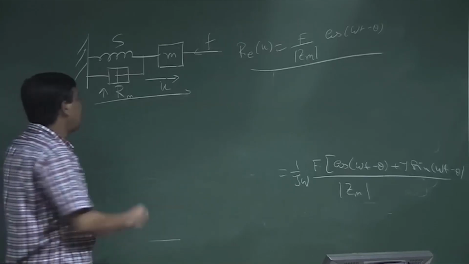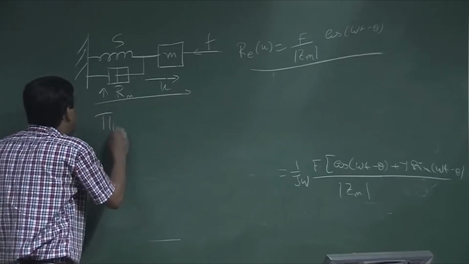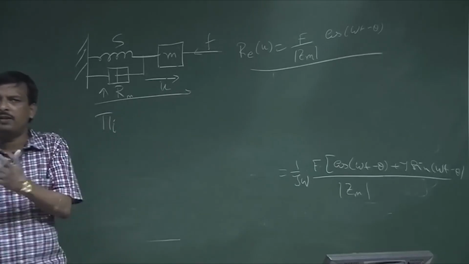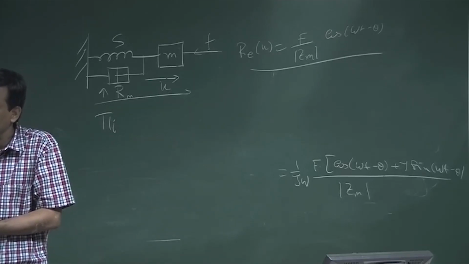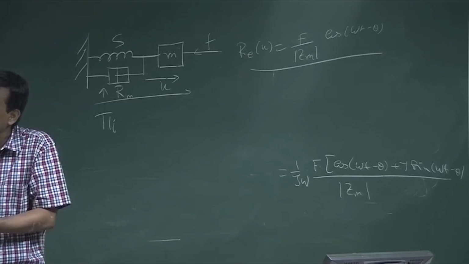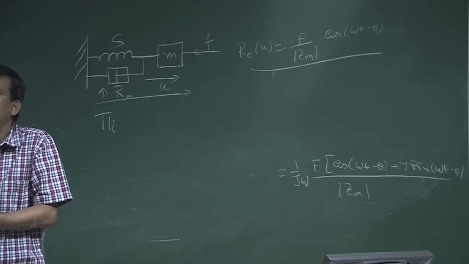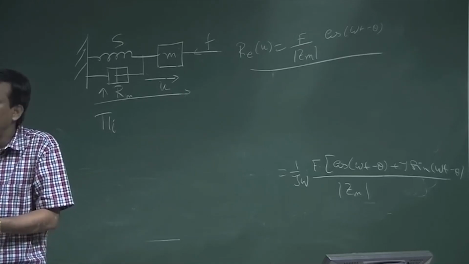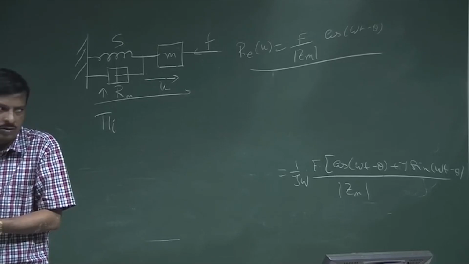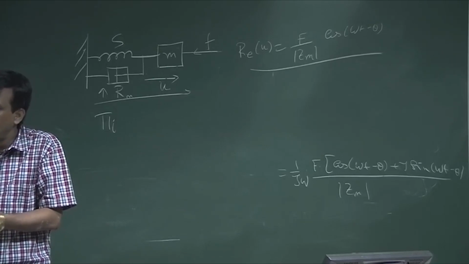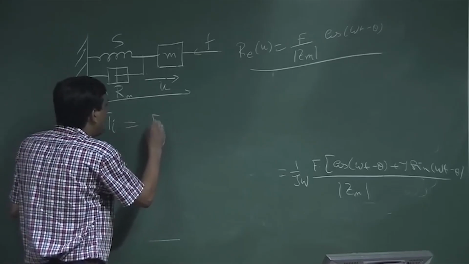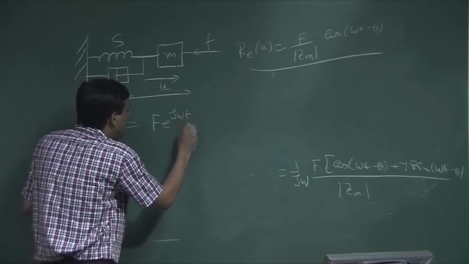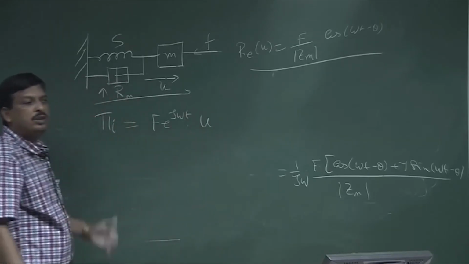So I can say let's take instantaneous power. At any moment, power is nothing but force multiplied by speed. Speed is displacement per unit time. So at any moment, what is the force acting on the oscillator? Force multiplied by displacement is the work done. Power is force into displacement per unit time. So it is speed multiplied by the applied force. So I can say that it is nothing but force F e to the power j omega t multiplied by u, the speed.